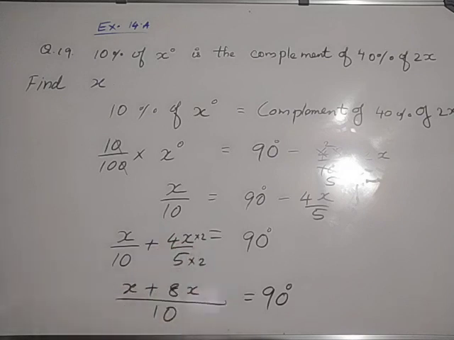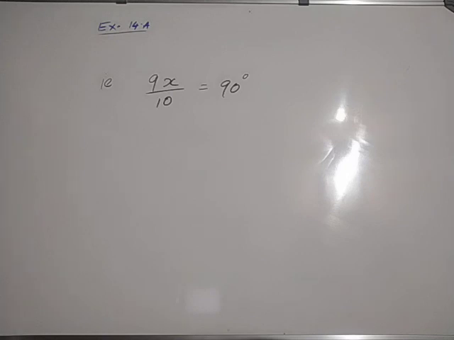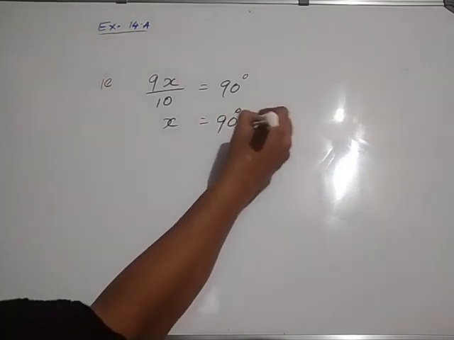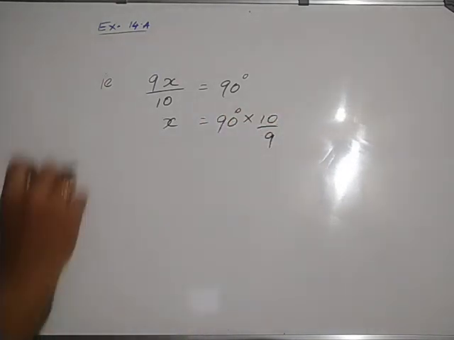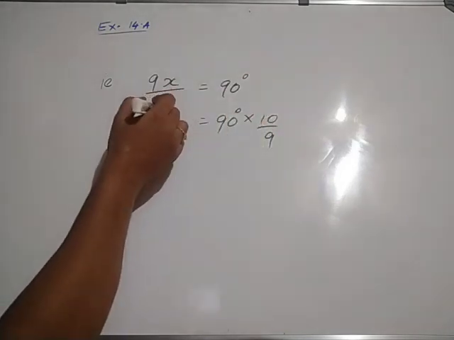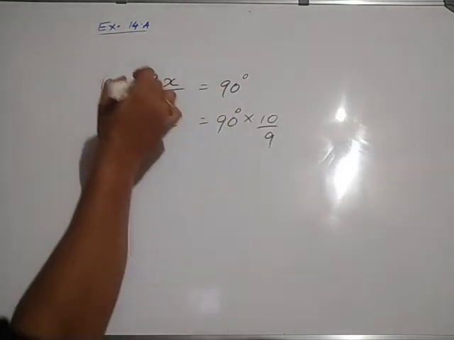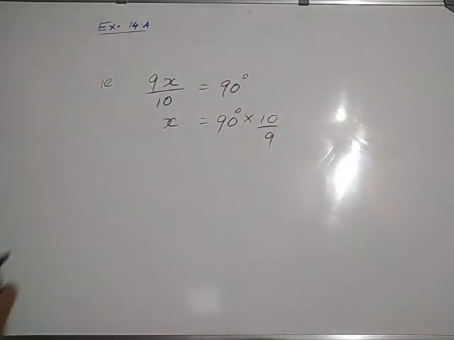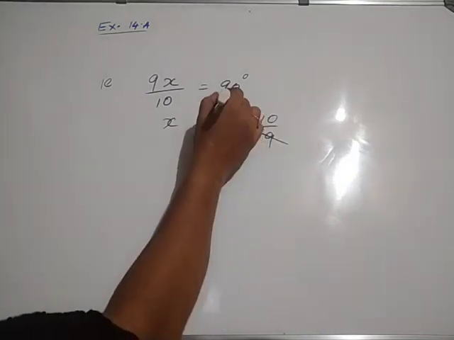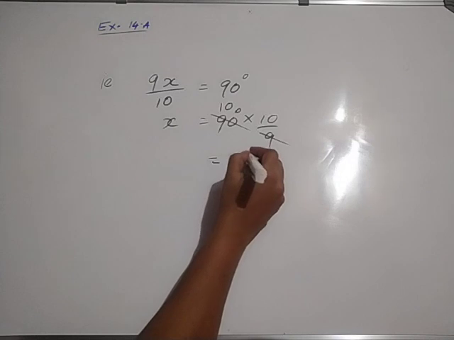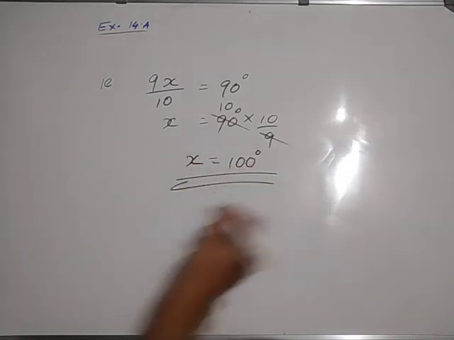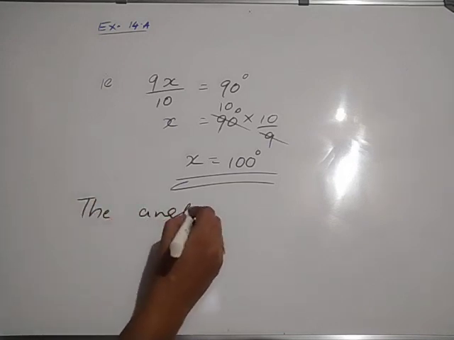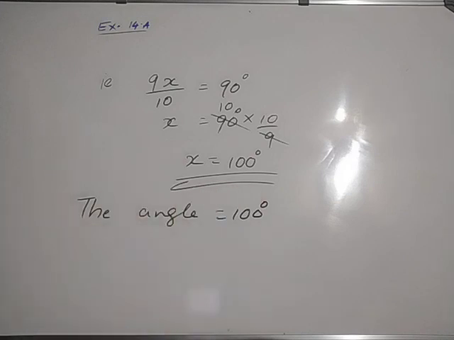Okay. What is x plus 8x? 9x by 10 is equal to 90 degrees. So x is equal to 90 degrees into 10 by 9. We have to multiply by the reciprocal, no, to the right side. Here 10 is divided. When we write it to the right side, it is multiplied. And x multiplied by 9 changes to divided by 9 on the right side. 10 into 10, 100 degrees. So the required value of the angle is 100 degrees. Okay, understood the problem?